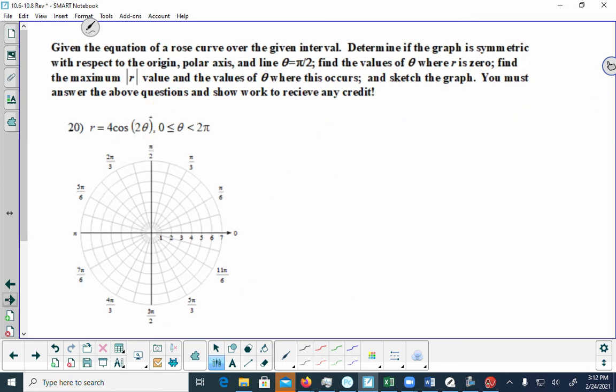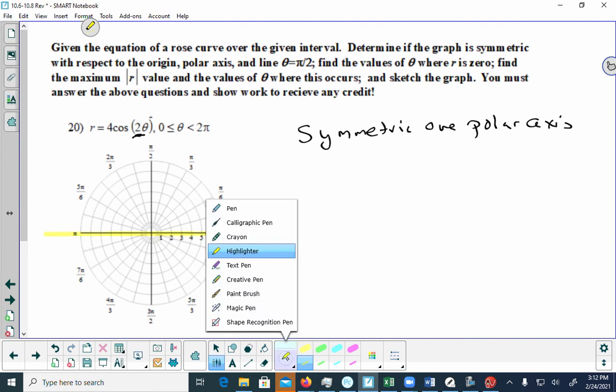All right, number 20 is the exact same thing, but it's a cosine curve, and I have 2 here, which means there are 2 petals. But it is a cosine curve. I know cosine curve is symmetrical over the polar axis, which means it's going to be reflective over the polar axis, which is this line here. If I don't know that, again, I'm going to graph it first and see what I get.